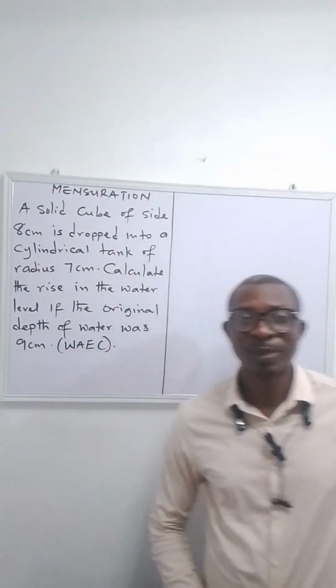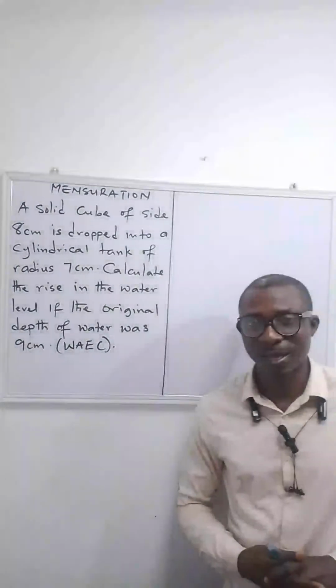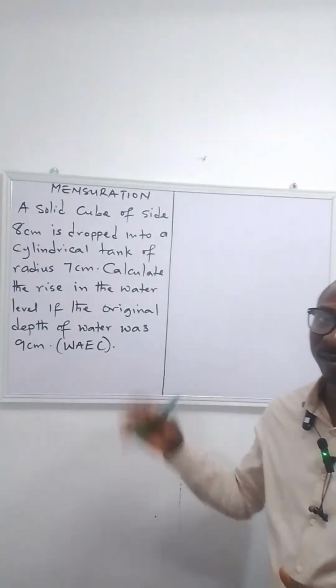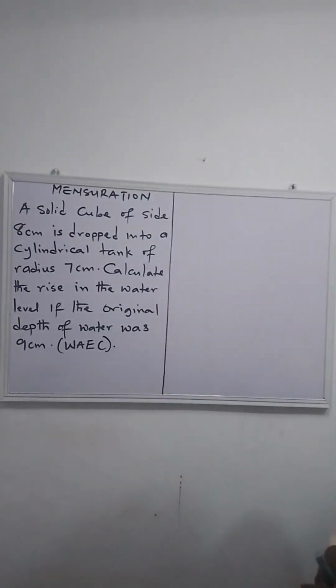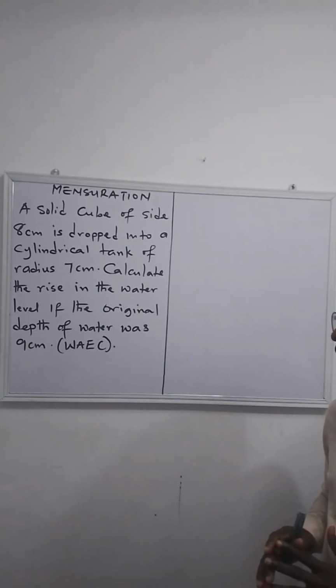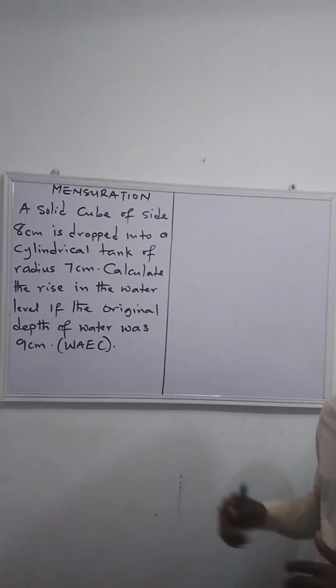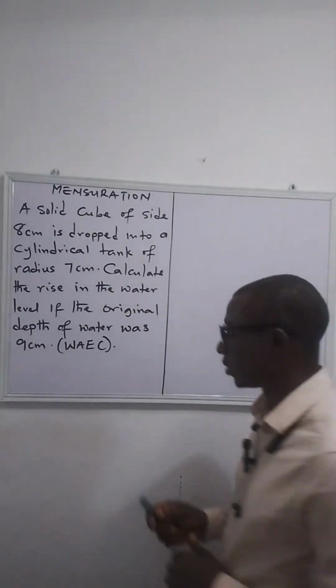Okay. Yes. Let us start now. Let's look at the first question here. The question says a solid cube of side 8 centimeters is dropped into a cylindrical tank of radius 7 centimeters. Calculate the rise in the water level if the original depth of water was 9 centimeters. Okay, this is a WAEC question. So how do we solve this?